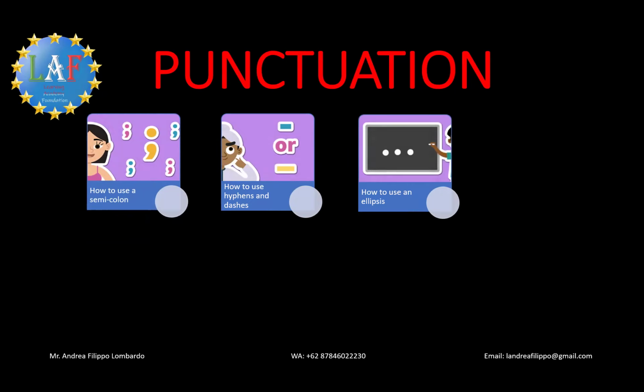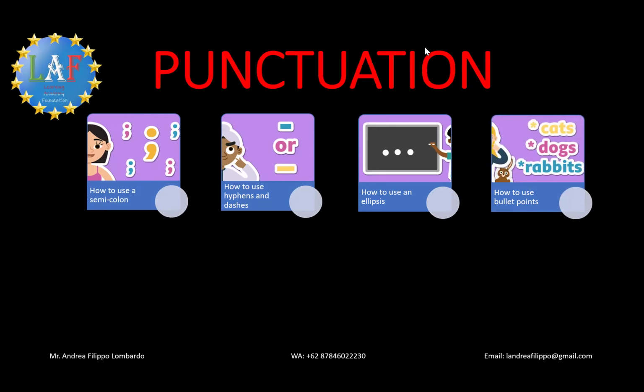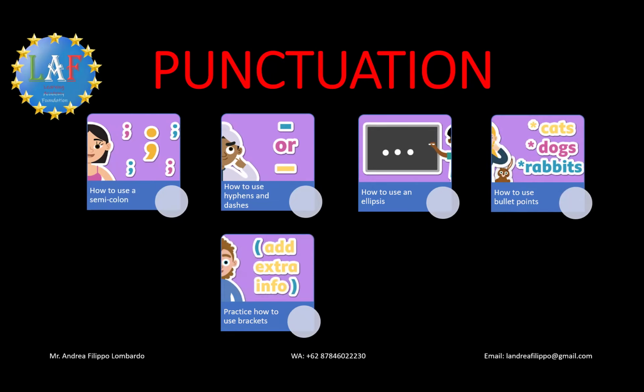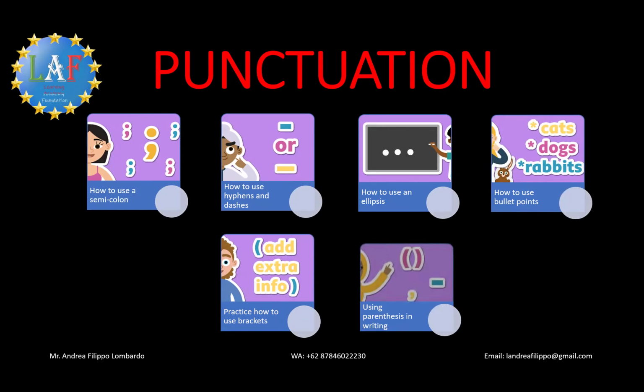They will explore how an ellipsis, or three dots, can be used to create suspense, show words are missing, or show a trailing off. And also, they will see when they can use bullet points to break up information to make it easier to read. Next, we'll also learn how to use brackets to add extra information to the writing, and how to use brackets, dashes, and commas correctly when showing parentheses in the writing.